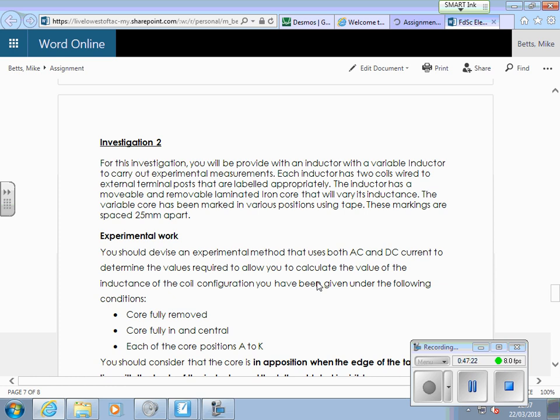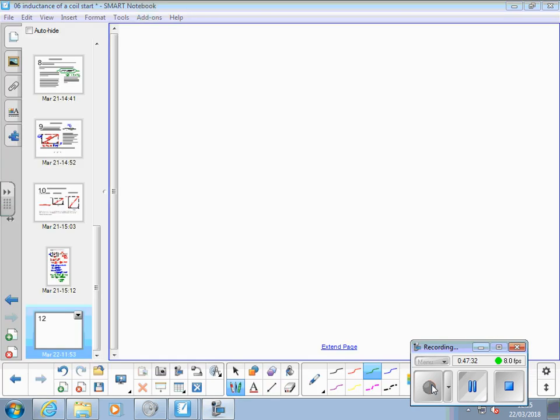These inductors have got a movable and removable laminated iron core that will vary its inductance. I'll just get one out. Right. Well, as we've got time, let's get this done now. Okay. Practical 1.